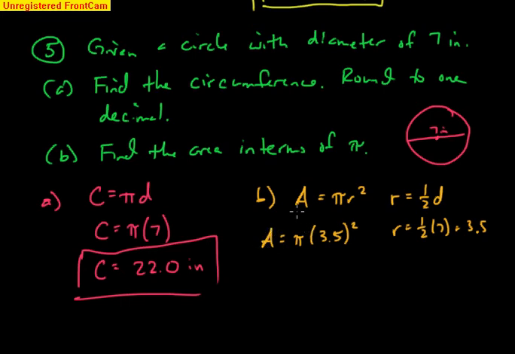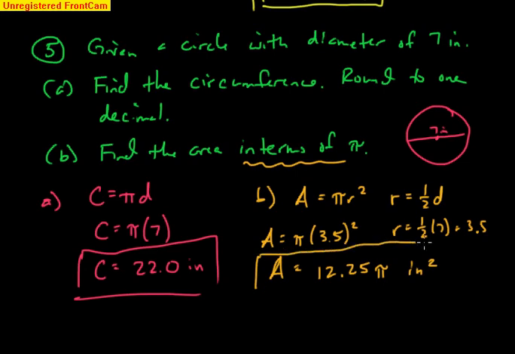So in the calculator, I'm going to square the radius, 3.5 squared, and I get 12.25. This, in terms of pi, remember, means do not multiply by pi. So I just do 3.5 squared, which is 12.25 pi. Just write the pi next to it, and that's inches squared.